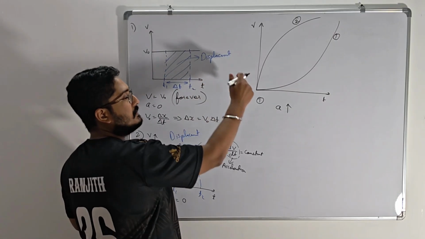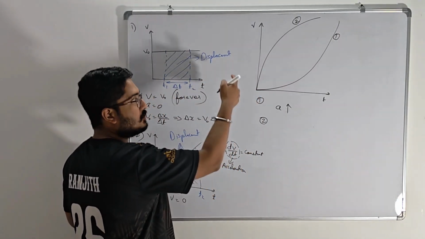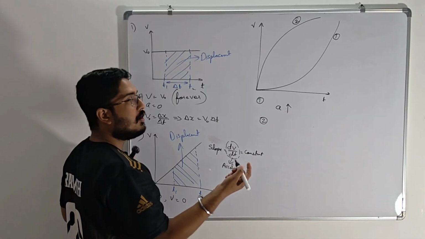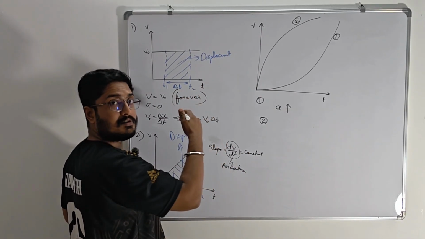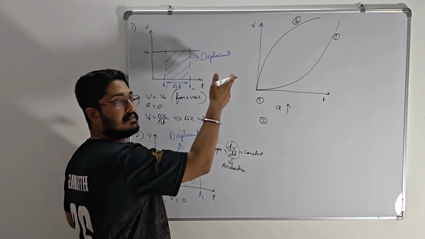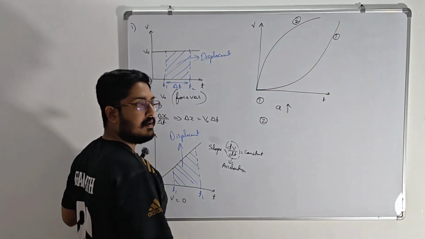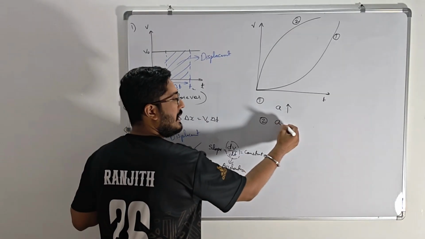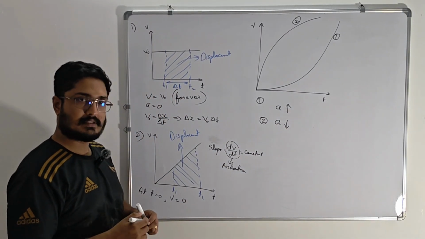What about the second case, the second graph? In the second graph also, it is V versus T, so slope represents basically acceleration. What is happening to the slope? The slope is basically decreasing. We discussed this for the velocity in the X versus T graph, right? So here also the tangent, the slope is just decreasing. If it is decreasing, slope is nothing but acceleration, so acceleration is decreasing. Okay, as simple as that.